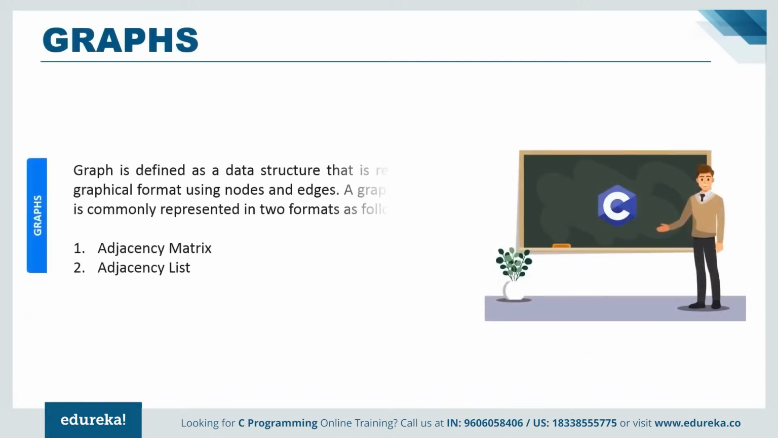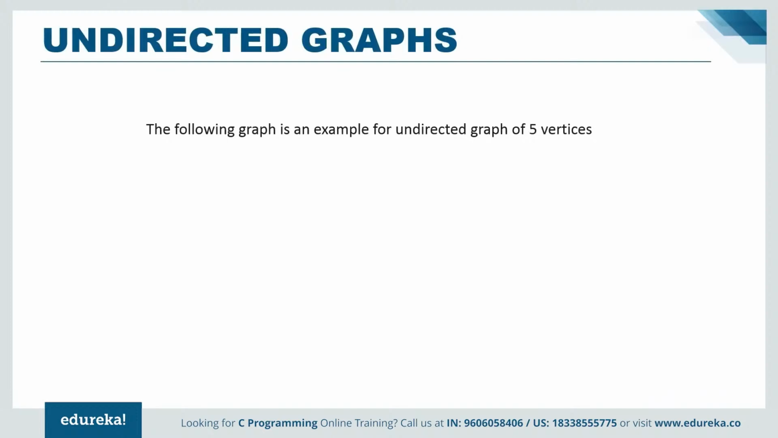Graph is defined as a data structure that is represented in a graphical format using nodes and edges. A graph in C language is commonly represented in two formats. Firstly, adjacency matrix and secondly, adjacency list. Now let us discuss the first type of graph representation.